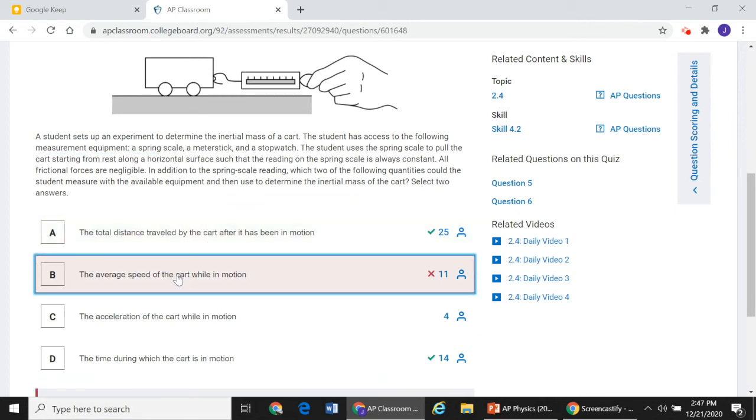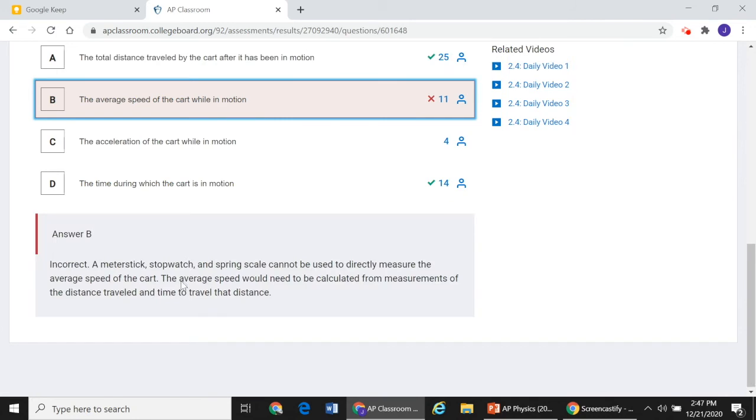The reason why the average speed of the cart while in motion is wrong is because a meter stick, a stopwatch, and a spring scale cannot be used to directly measure the average speed of the cart. The average speed would need to be calculated from the measurements of the distance traveled and the time to travel that distance. I actually think that's a stupid explanation. I kind of wish I hadn't read it to you.